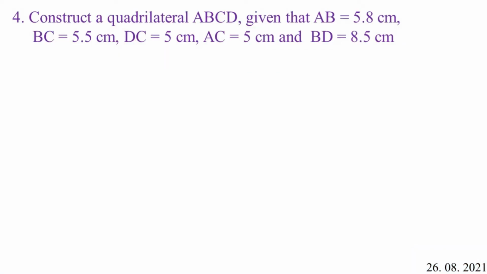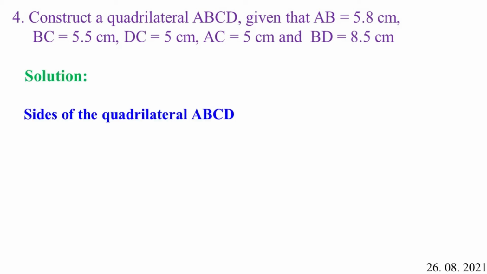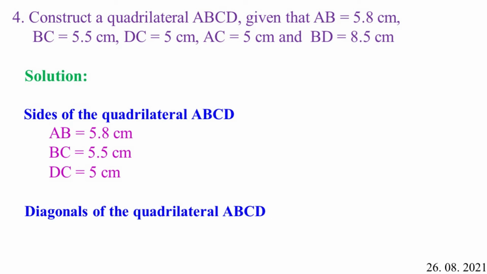Now let us move to the next question. Construct a quadrilateral ABCD given that AB equal 5.8 cm, BC equal 5.5 cm, DC equal 5 cm, AC equal 5 cm and BD equal 8.5 cm. Now we have to write the given measurements. Sides of the quadrilateral ABCD: side AB equal 5.8 cm, side BC equal 5.5 cm, side DC equal 5 cm. Next, diagonals of the quadrilateral ABCD: diagonal AC equal 5 cm and diagonal BD equal 8.5 cm.